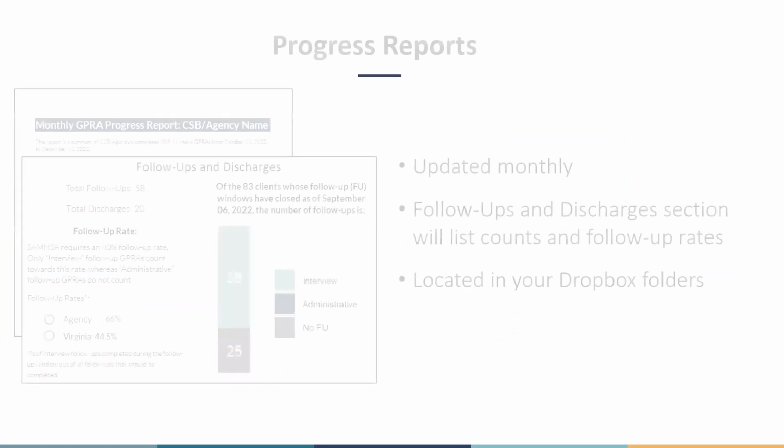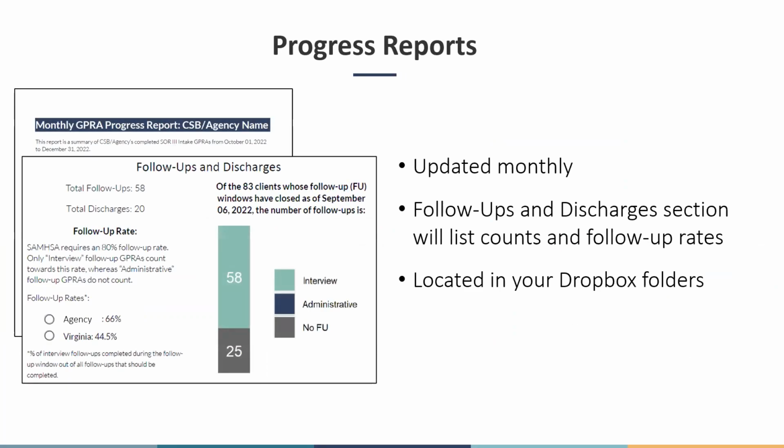Yeah, and so to finish off, progress reports. Progress reports are also in the Dropbox folder, and they're updated monthly. These reports have information on total intakes, follow-ups, and the discharges at your CSB. And revamped progress reports for SOR 3 will be coming after April, now that follow-ups are starting to come in, as that above sample shows. And these will be located in your agency's Dropbox as well, and they're also announced by email.